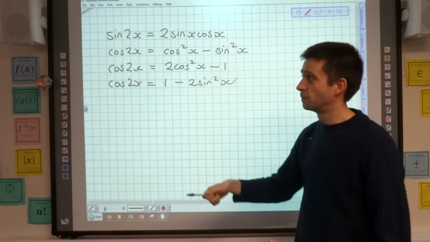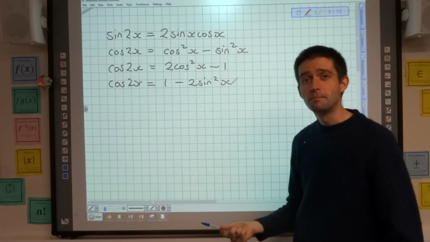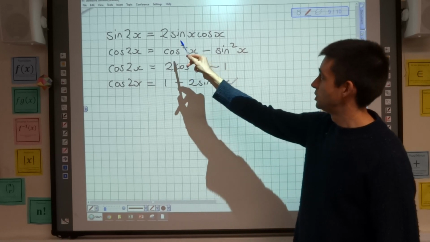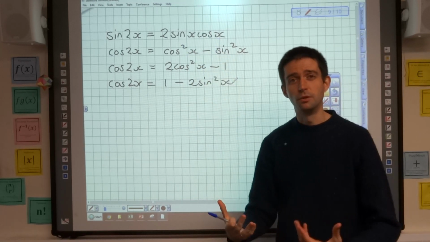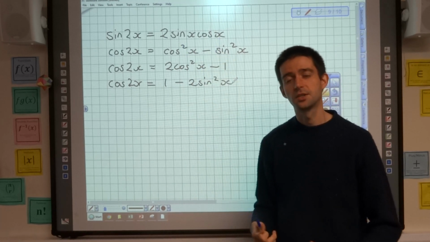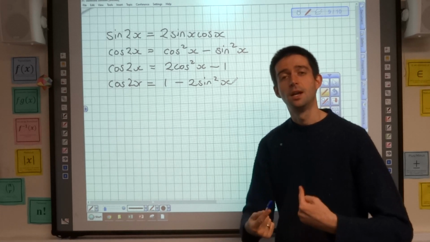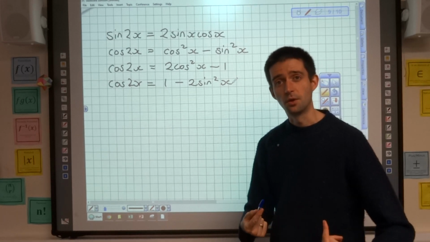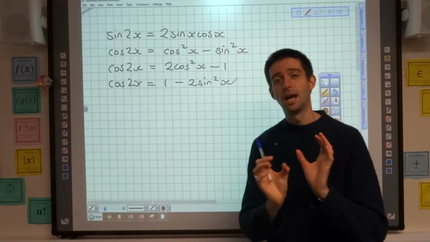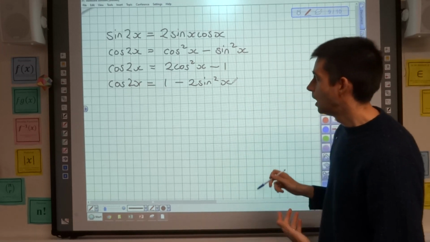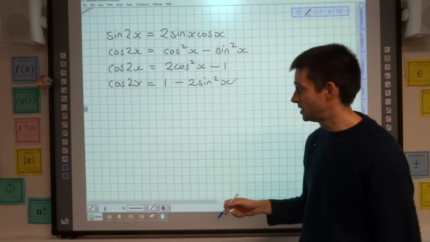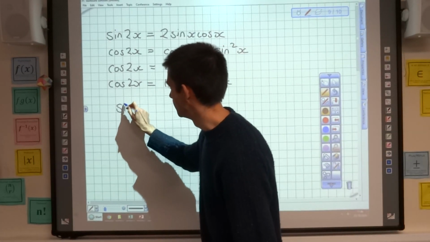The other thing about these 4 double angle identities is you've got to know them backwards. So if you see 2 sine x cos x within part of your proof, you need to recognise that that's sine 2x, because often that will simplify your process of proving another identity if you can recognise that and make that adjustment.